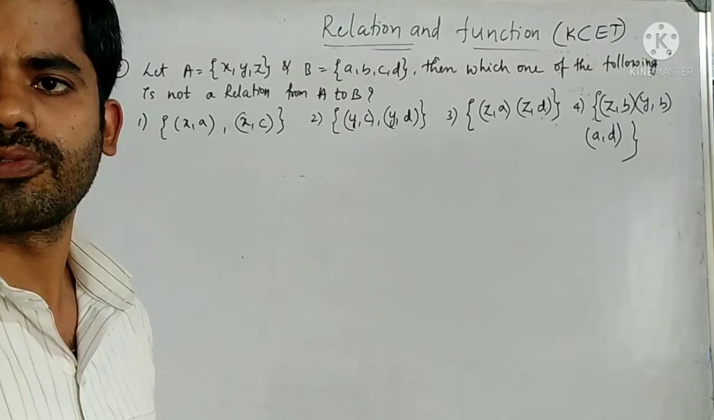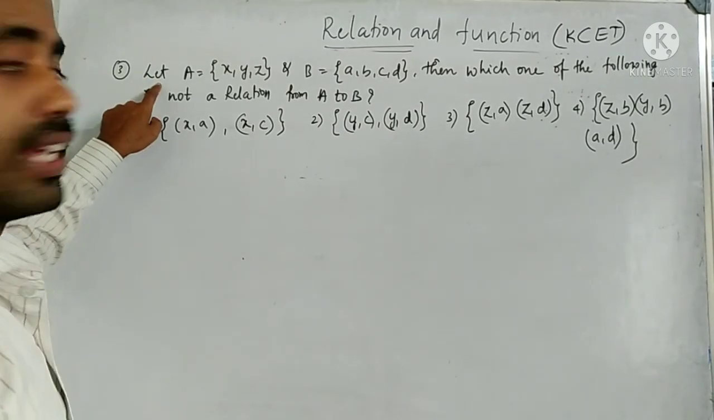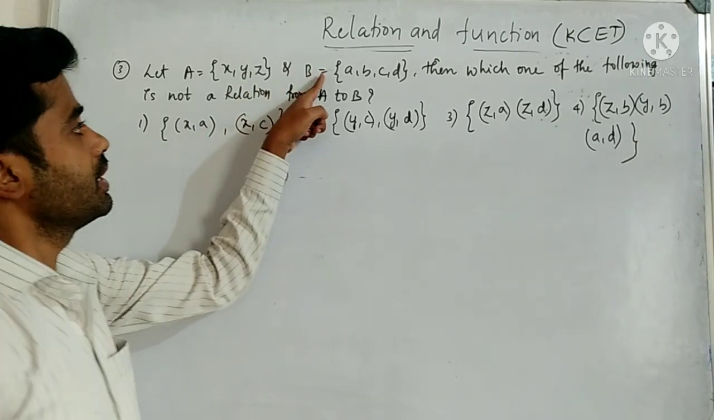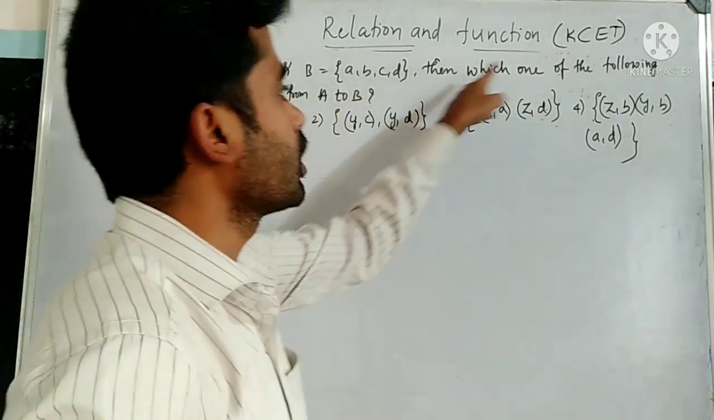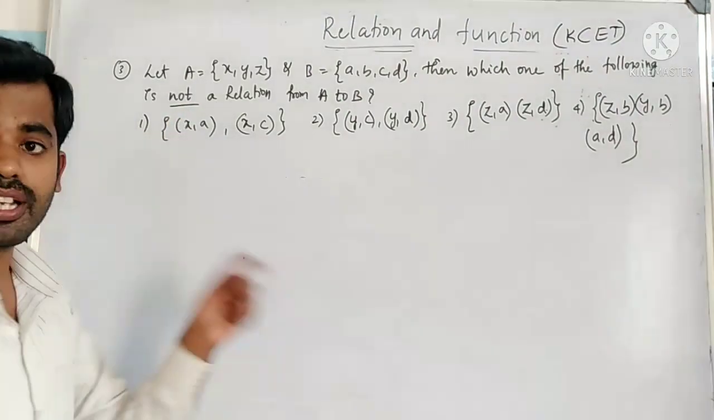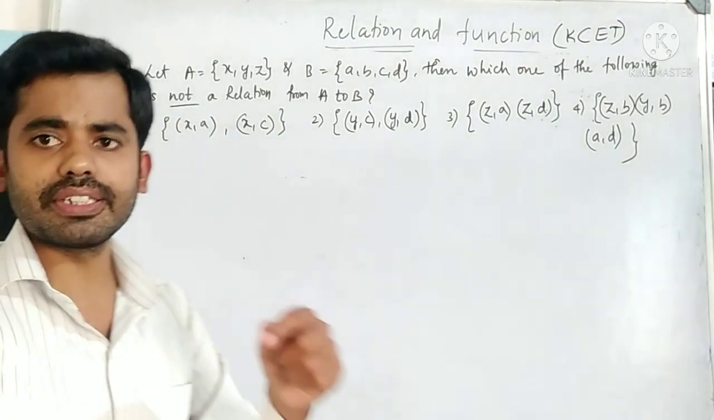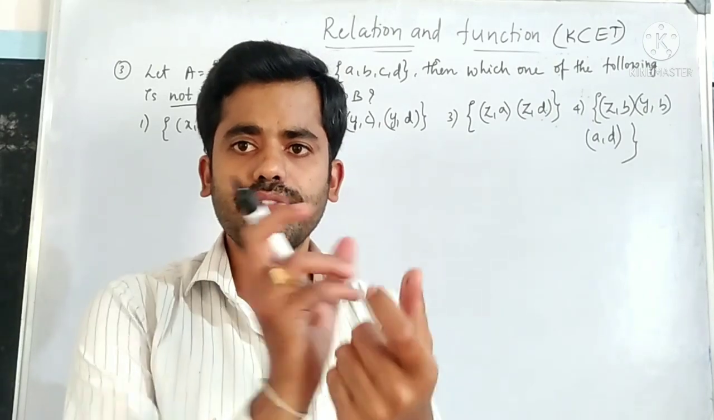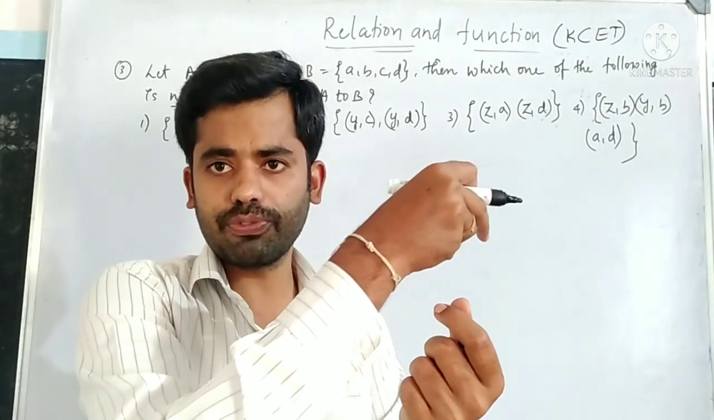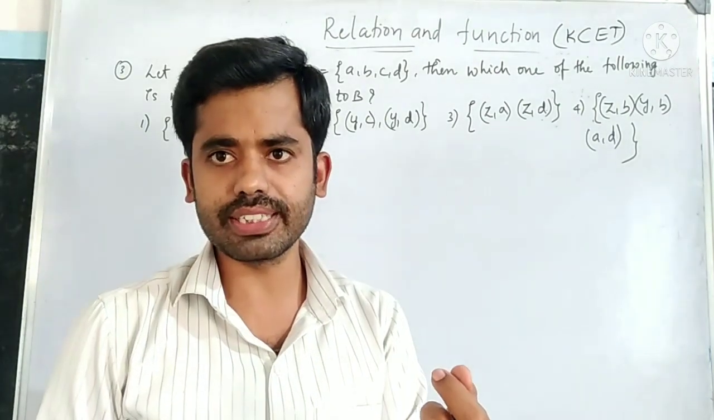Next question. Let A is {x, y, z}, B is {a, b, c, d}. Then which of the following is not a relation from A to B? What is the basic condition for a relation? If it is a set of ordered pairs, the first element should belong to the first set, and the second element should belong to the second set.